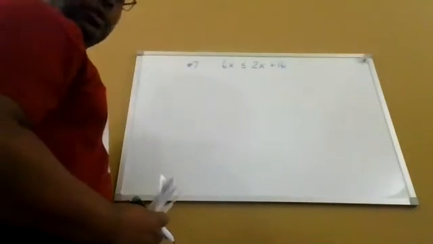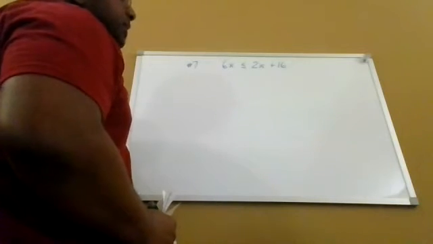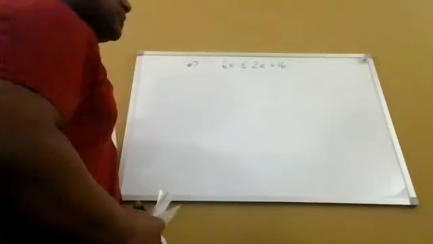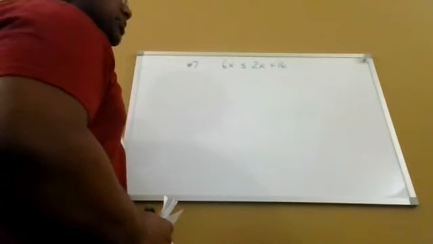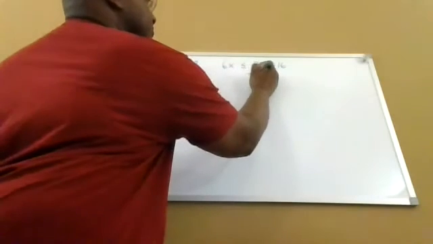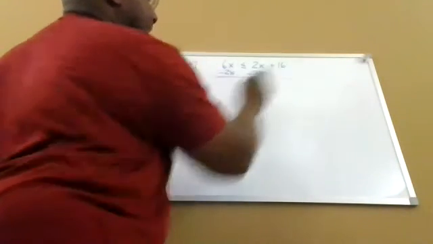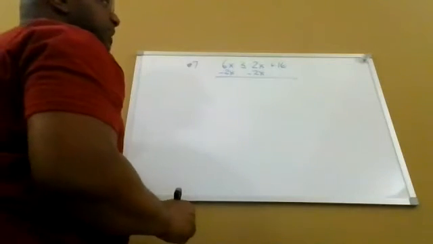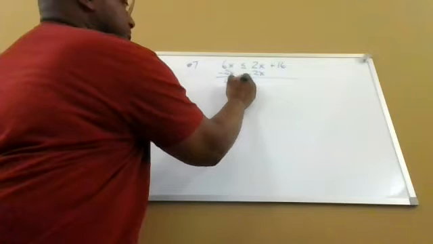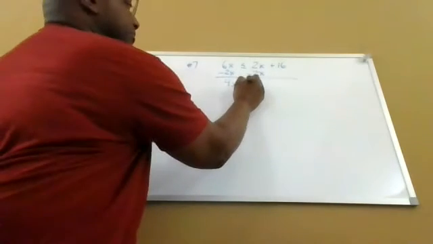We have the inequality 6x is less than or equal to 2x plus 16. So to solve this for x, I'm going to begin by subtracting 2x from both sides. And now this gives me 6x minus 2x equals 4x. I bring down my less than or equal to sign.